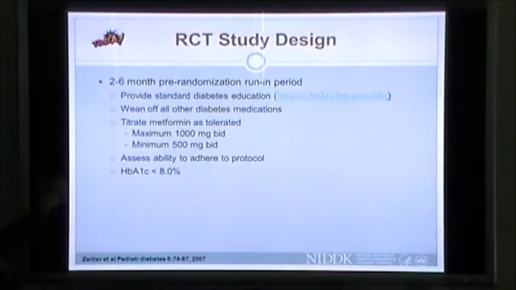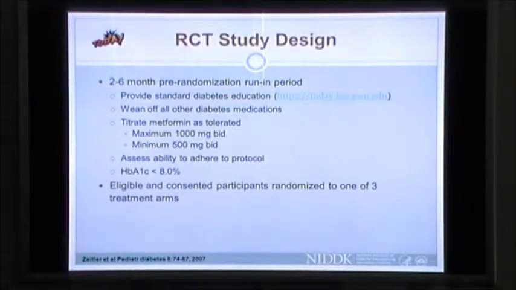We assessed their ability to adhere to the protocol, i.e. they could not no-show. They were allowed to call us 1 minute before the appointment and cancel, but they couldn't no-show. And they had to be able to keep their A1C less than 8% for 3 months off of any other medication besides metformin, because obviously 8% was our outcome.